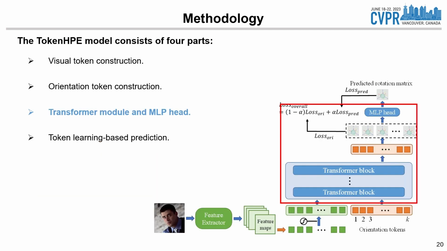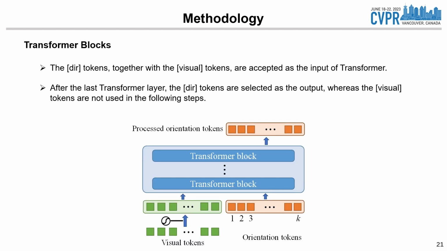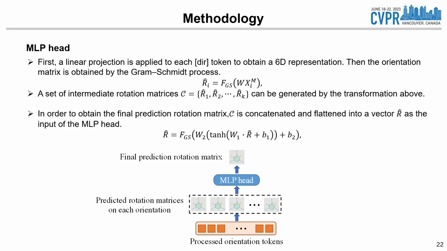Part 3. Transformer Module and MLP Head. We first introduce the transformer blocks. The input are the visual tokens and DIR tokens. The DIR tokens are selected as the output of the transformer, whereas the visual tokens are not used in the following steps. The orientation tokens are transformed to rotation matrices for training and prediction.